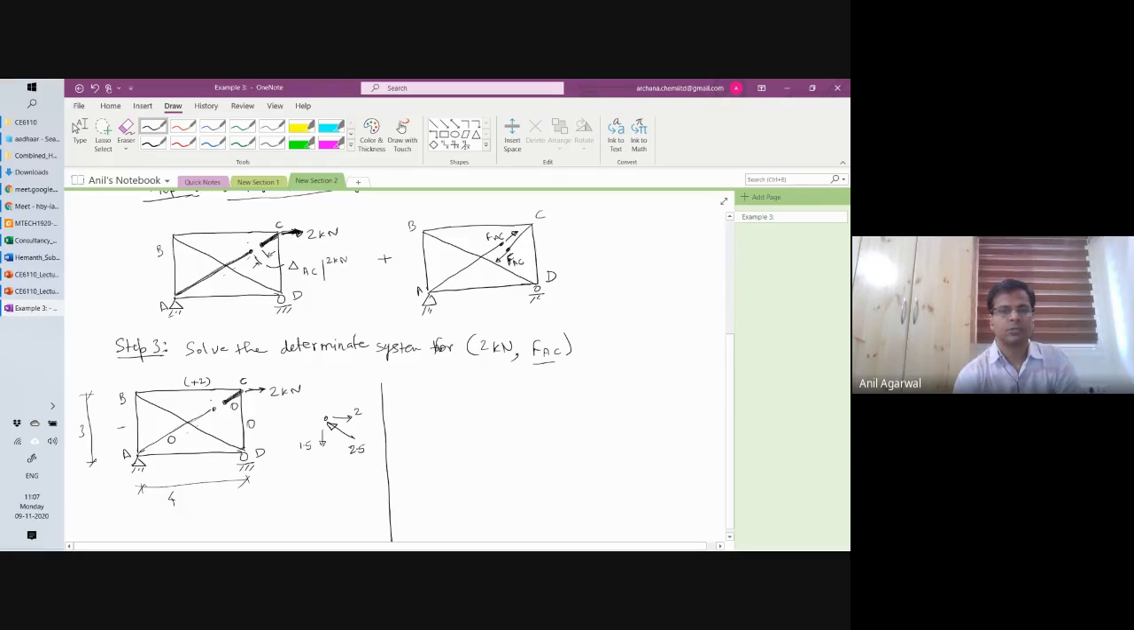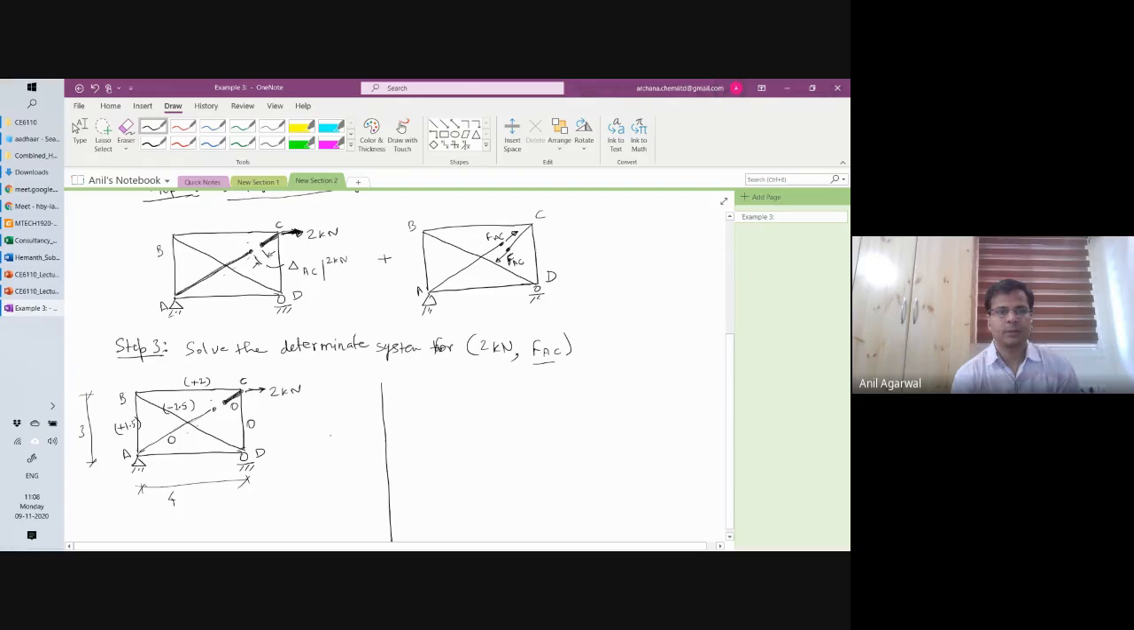So 1.5 in tension in member AB. Does that sound okay? And minus 2.5 in compression. I'm using minus sign for compression and plus sign for tension. Okay. Have I solved for all members already?